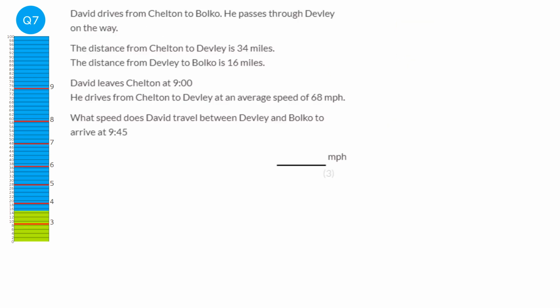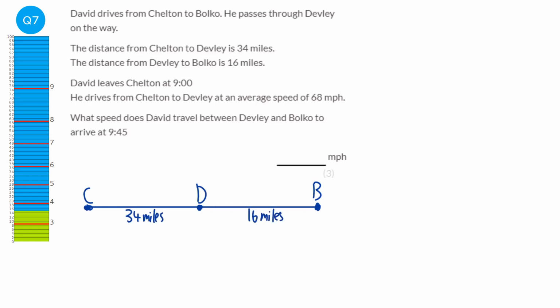There's an awful lot going on in this question. Whenever there's an awful lot going on, it's always best to draw a diagram. So we're going to start off at Chiltern, which is a C. Then we go to Bolko, that's where we're going. And we go through Devley on the way. So we'll do D there. Distance from Chiltern to Devley is 34 miles. Distance from Devley to Bolko is 16 miles.